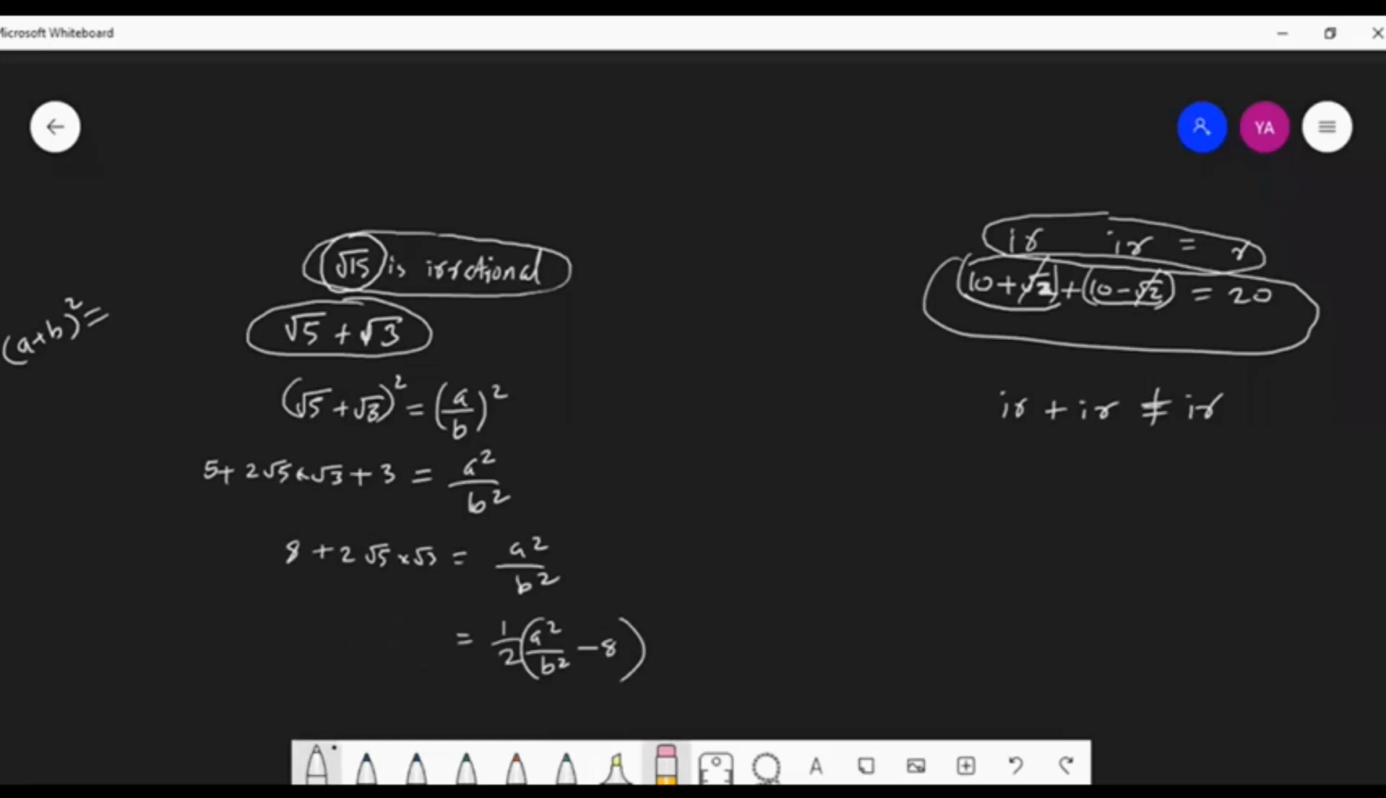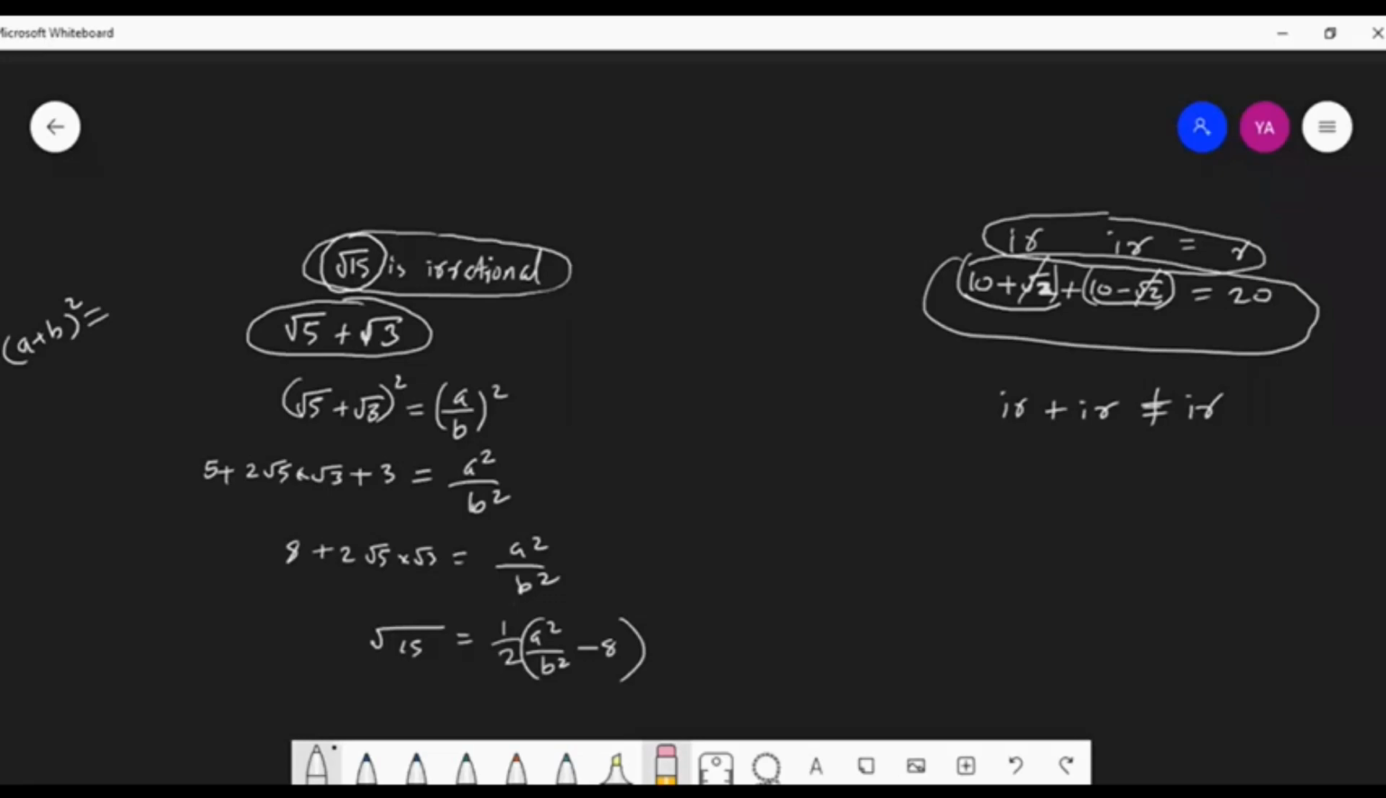So root 5 into root 3, how we can write it? Root of 5 into 3, so root 15. What is 5 into 3? That is 15, right? So this shows that here RHS of this equation will be a rational number, right? Because a is rational, b is rational, so a square by b square will be rational. Subtracting a rational from a rational will be again rational, and dividing it again by rational will be again rational. So RHS is rational, so the LHS must be rational.